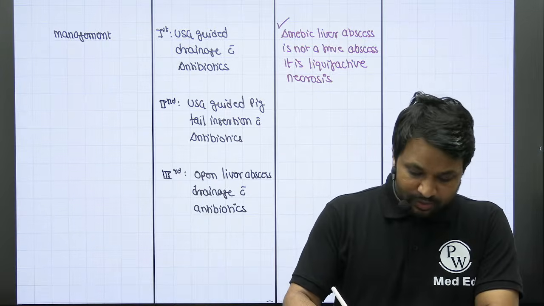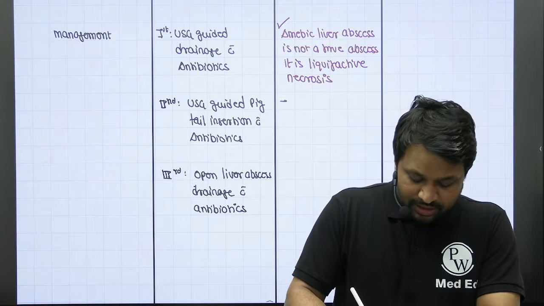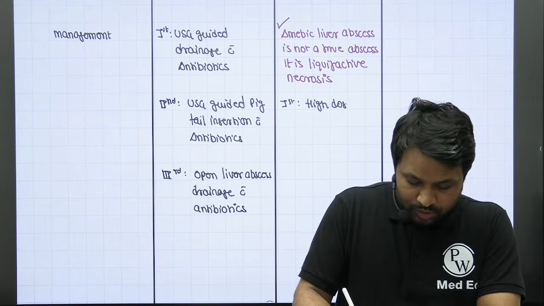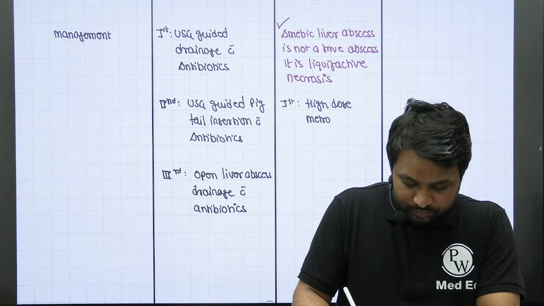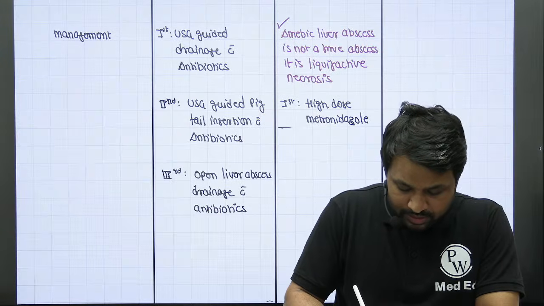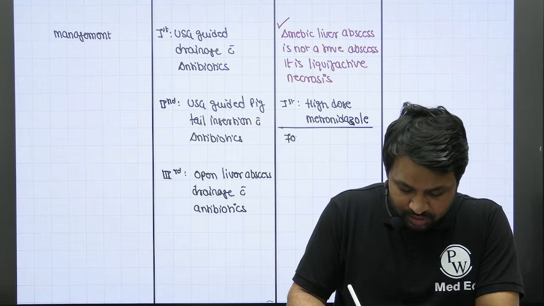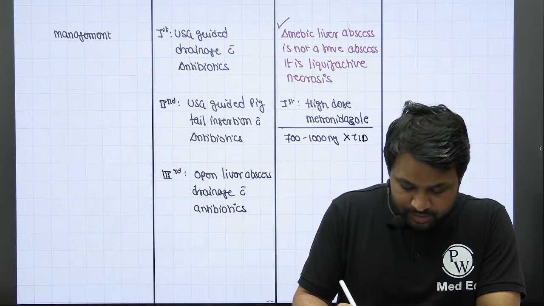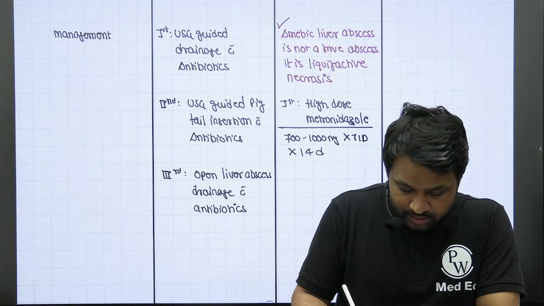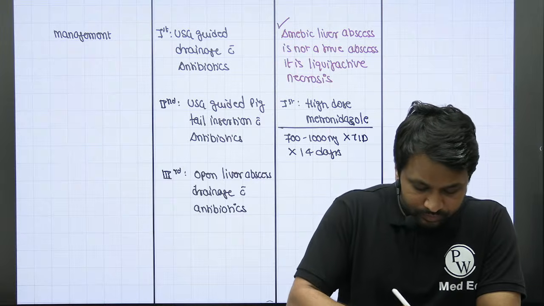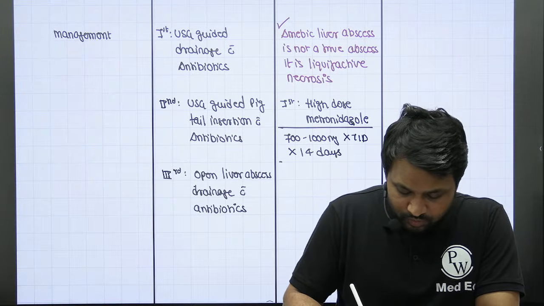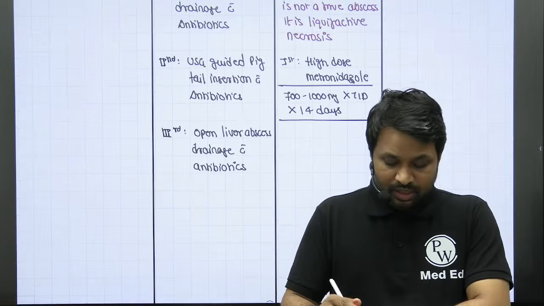Now, because it's an example of liquefactive necrosis, the first line management that you will do is going to be a high dose metronidazole. When I say high dose metronidazole, it is going to be 700 to 1000 milligrams, 3 times a day for 14 days. This is what we follow for your amoebic liver abscess.